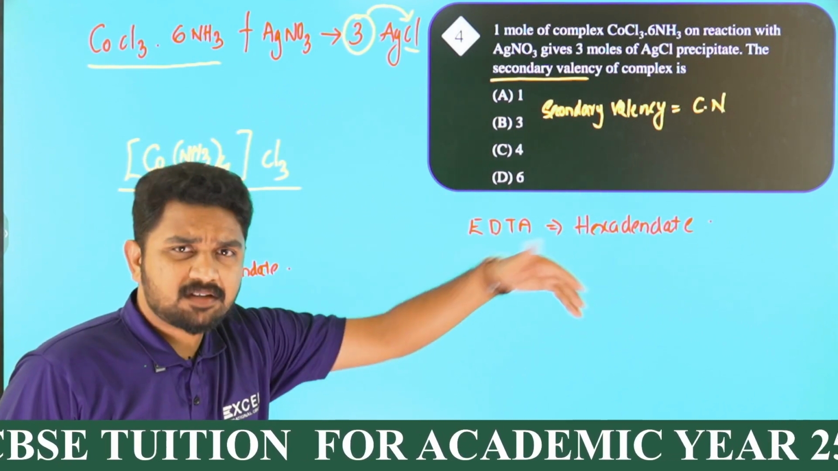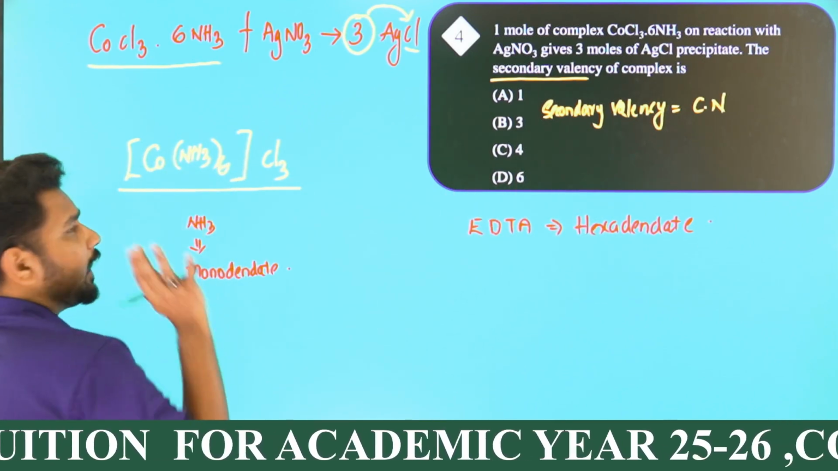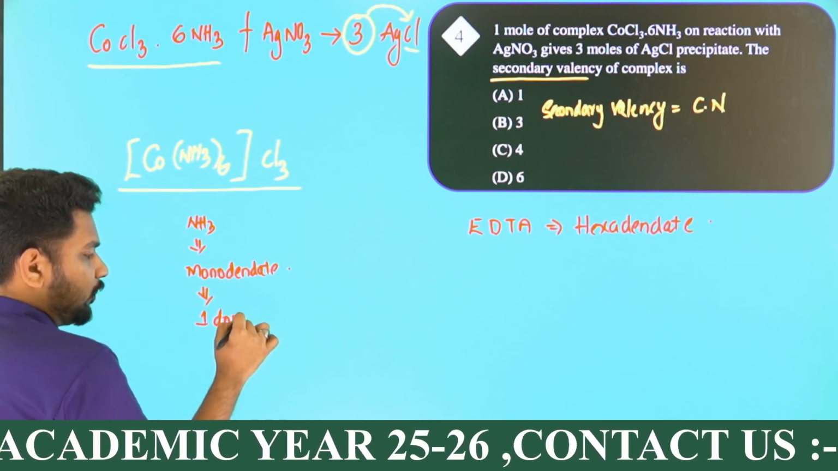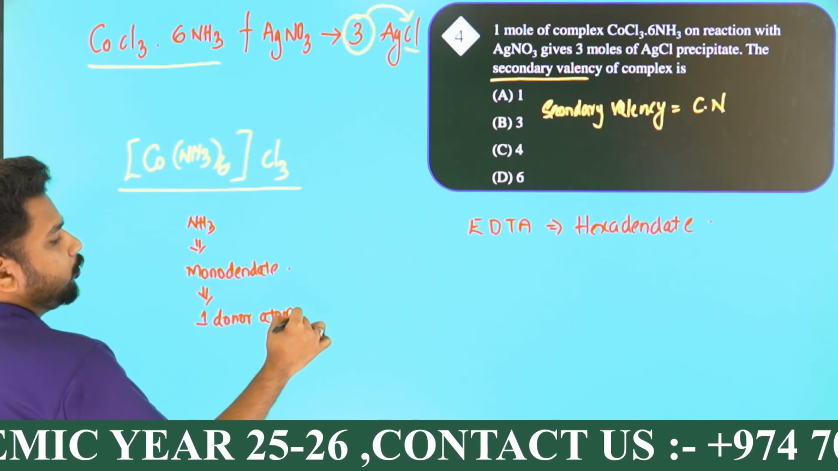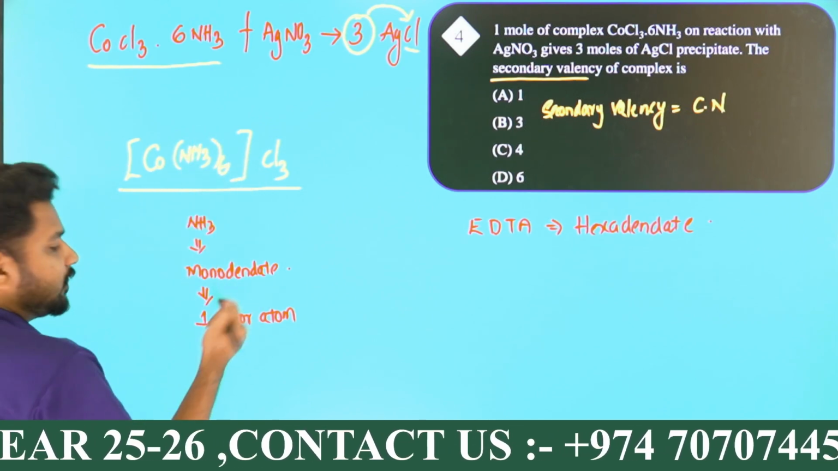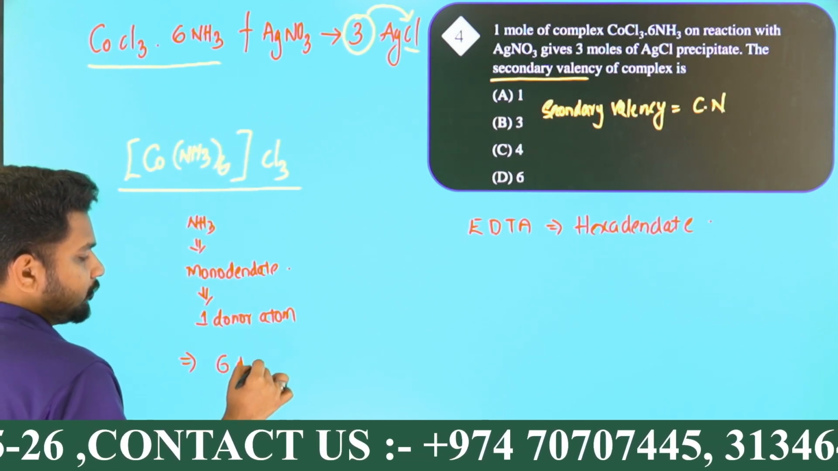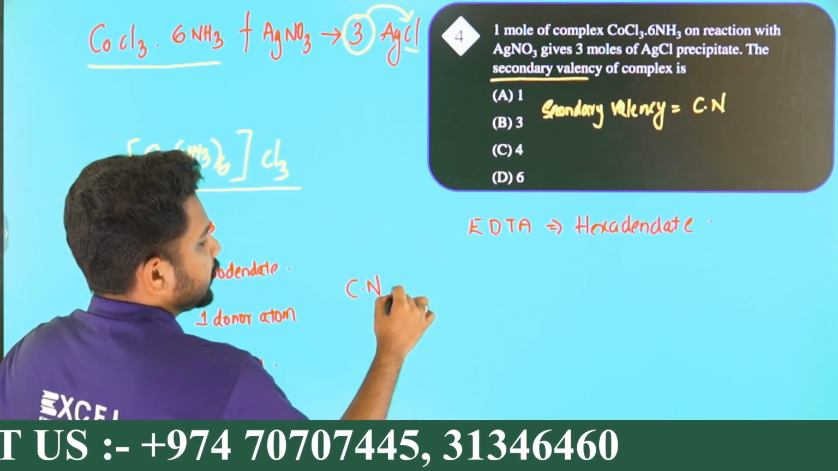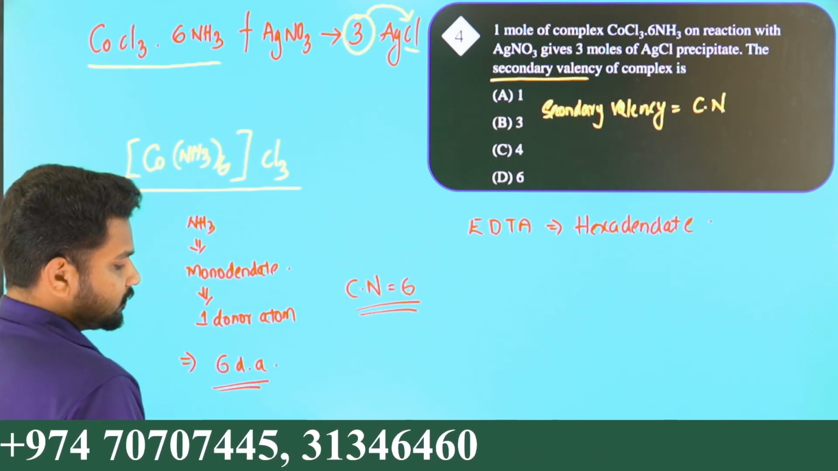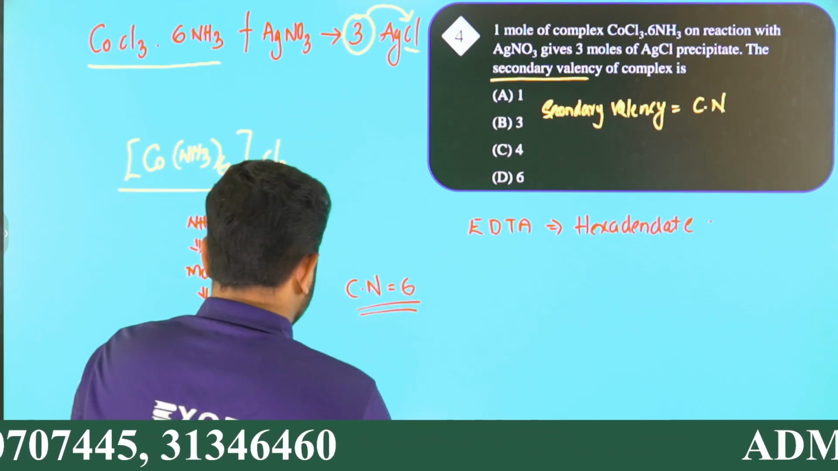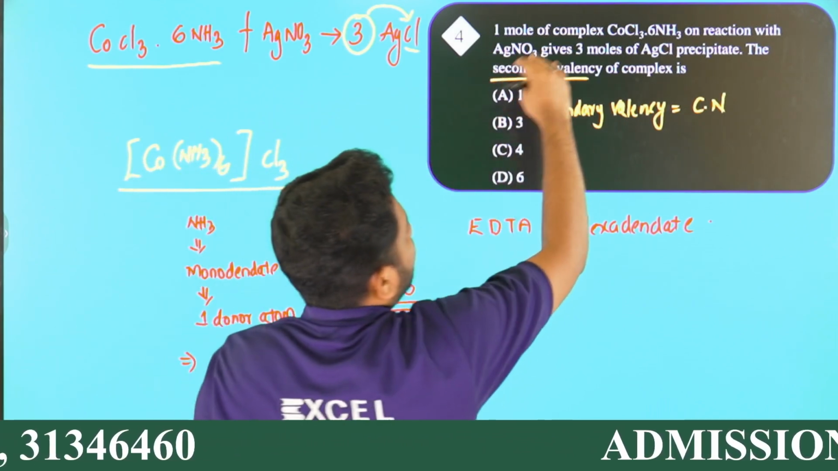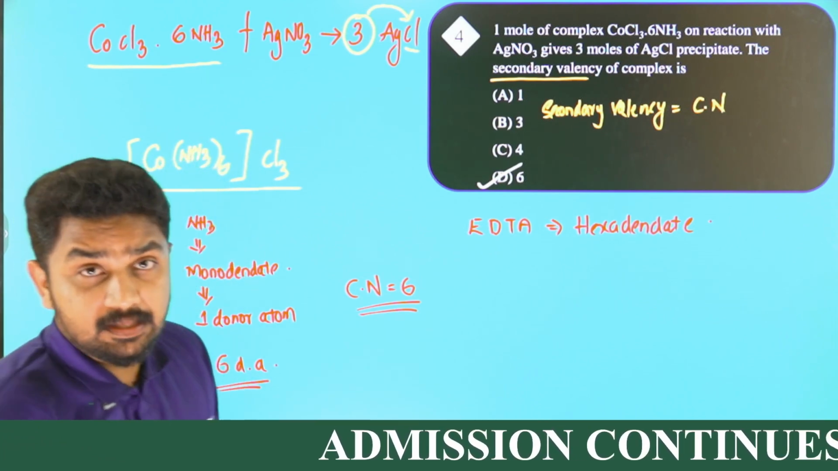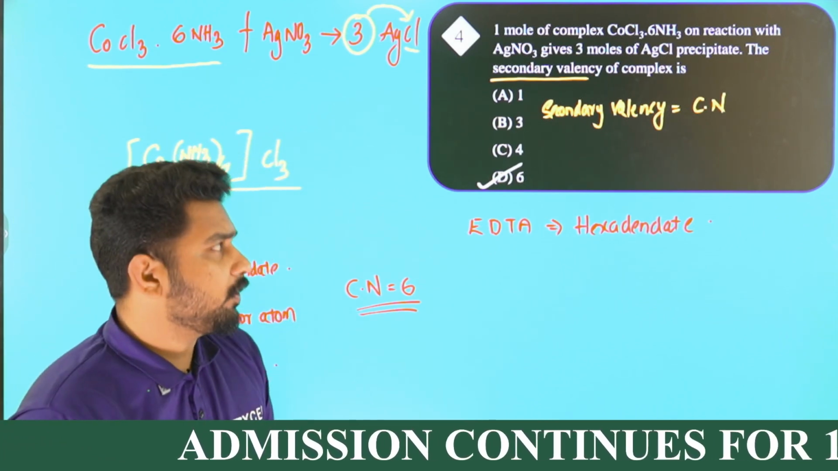Anyway, extra point. But here NH3 is monodentate. Monodentate means only 1 donor atom. So 6 NH3 is there, so total 6 donor atoms. Therefore the coordination number will be 6. If the coordination number is 6, then the secondary valency will also be 6. So the answer is D. Option D is the correct answer. Hope you understood this.